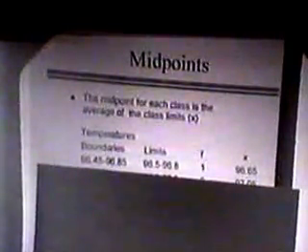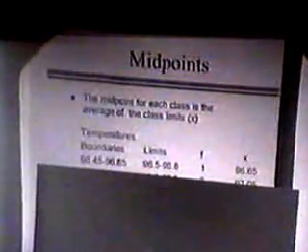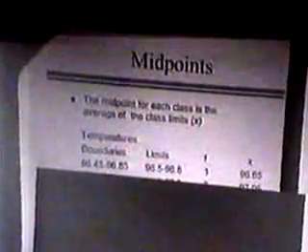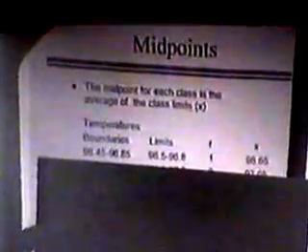The midpoint is the average of the limits. You just add those two numbers up and divide by 2. You have to do that all the way down the column. You're going to add up 96.9, 97.2, and divide that by 2.